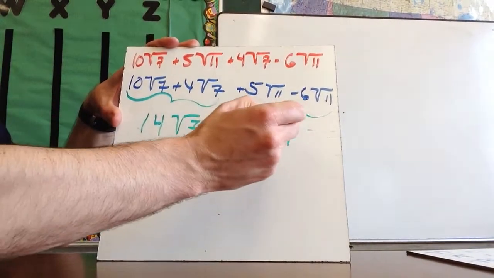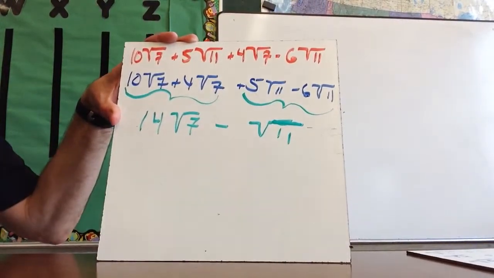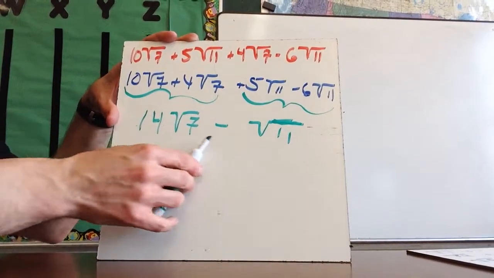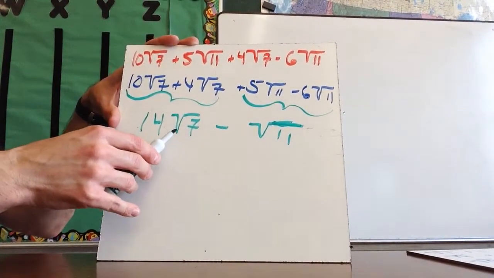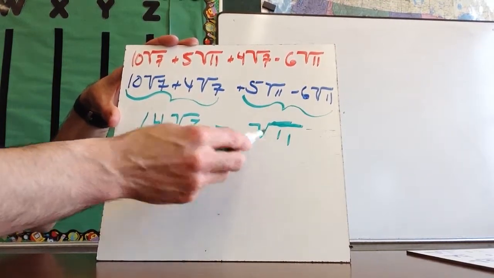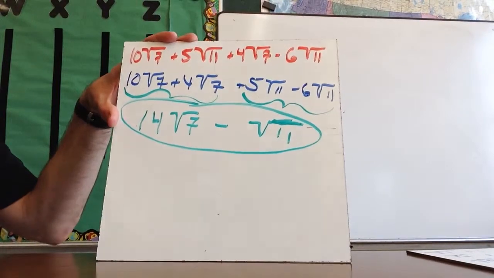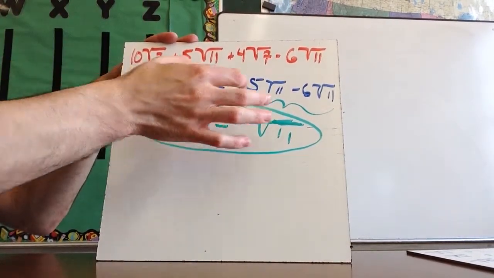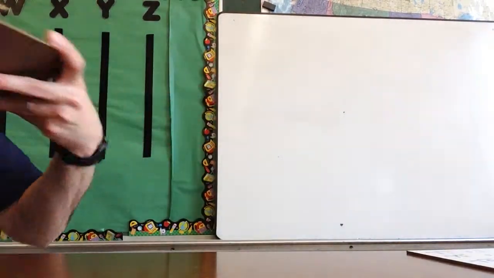And so my final answer, because a lot of people then try to put these two together and get something like negative 4, but you can't subtract when they're not like. So my final answer is 14 times the square root of 7 minus the square root of 11, and this would be the final answer. Right? And so essentially I'm just combining like terms. It's the same concept as combining like terms.